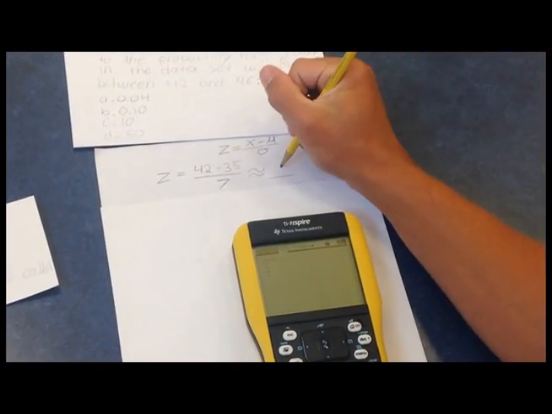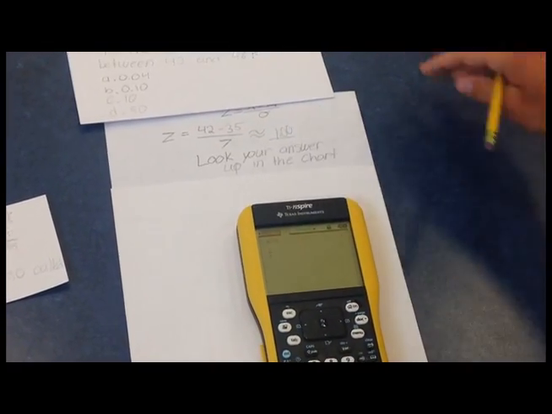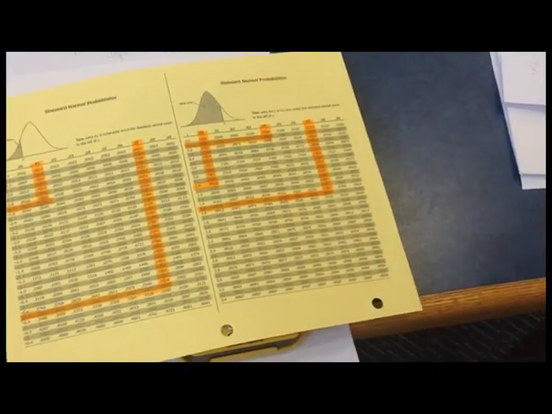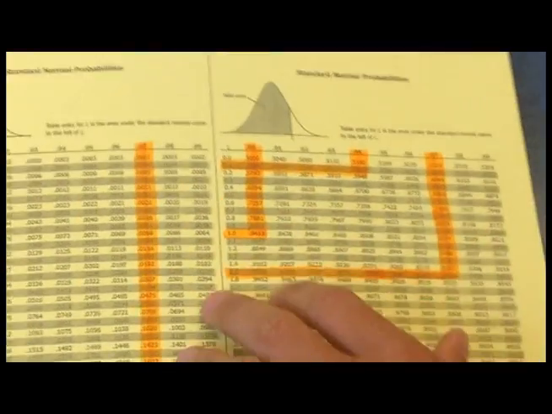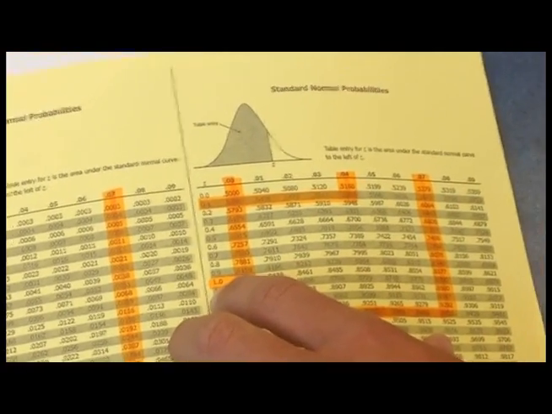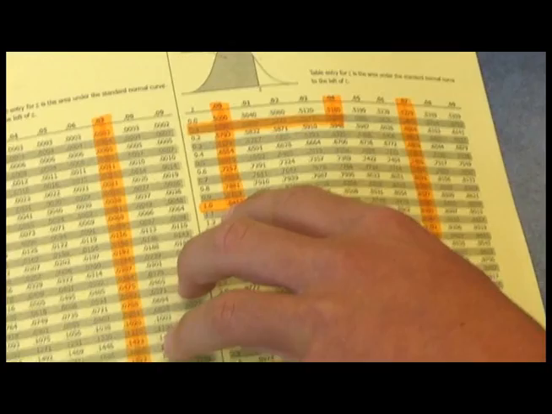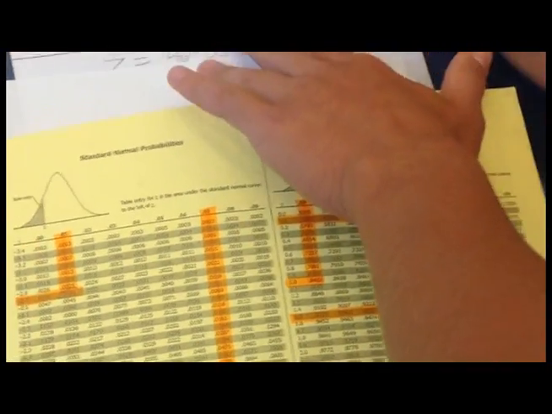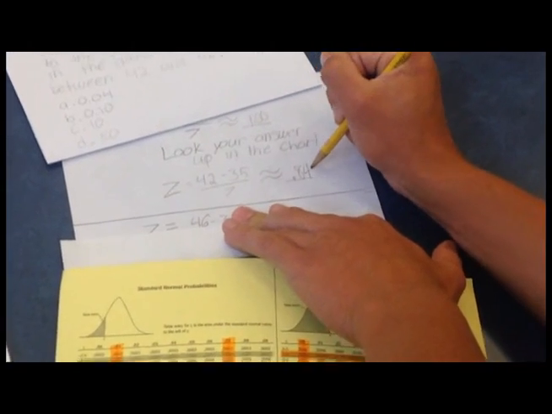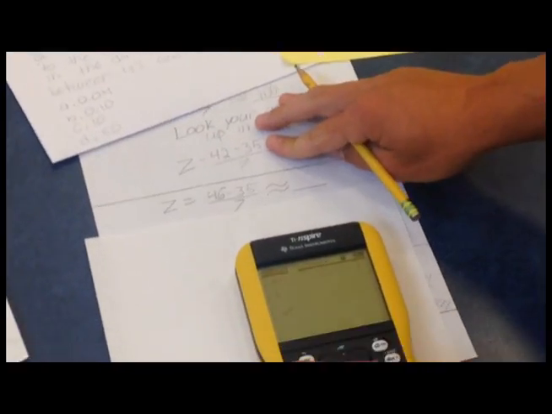So we're going to write 1.00. Then we're going to take 1.00 and look in our handy dandy z-score chart. So I'm going to come down here to 1.0, and then go over to 0.00, it's going to be 8413. So we're going to write 0.8413. Okay, so that's the first one. And then we're going to come down and do our second one.